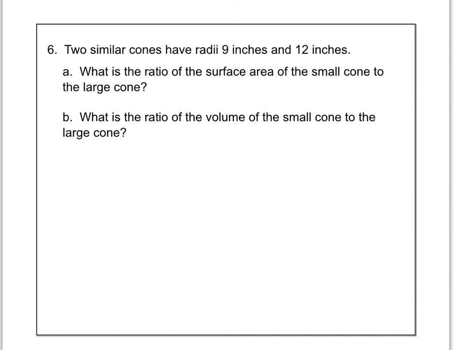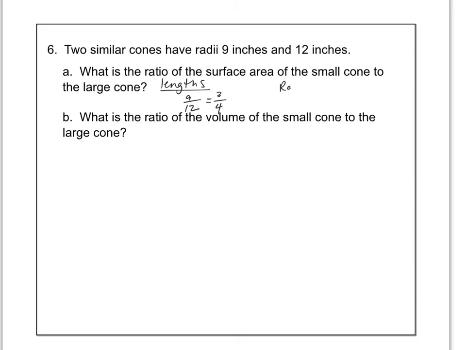Number 6. Two similar cones have radii 9 inches and 12 inches. Part A, what's the ratio of surface areas of the small cone to the large cone? Okay, so think about how the lengths compare. The ratio of the lengths is 9 to 12. That's the radii. Can that be reduced? Yes, it can be reduced to 3/4. So really the ratio of the lengths is 3 to 4.